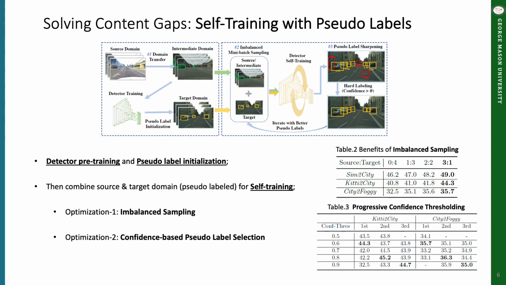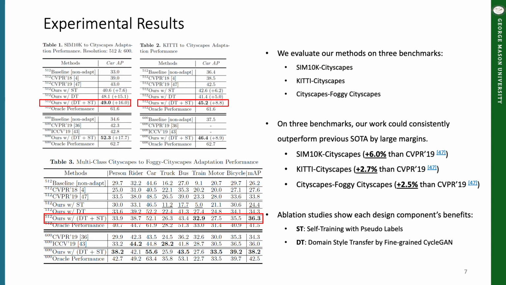And for the content gap, we also propose self-training with pseudo-labels. The basic idea is to use a detector pre-trained on the source domain to label the target domain with pseudo-labels. Then we can use these pseudo-labels for self-training and continuously improve the detector itself. We also propose imbalanced sampling and confidence thresholding to select and filter out wrong pseudo-labels. And both these strategies, solving the style gap and content gap, have shown great performance in our experiments.